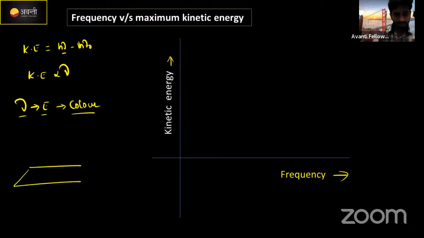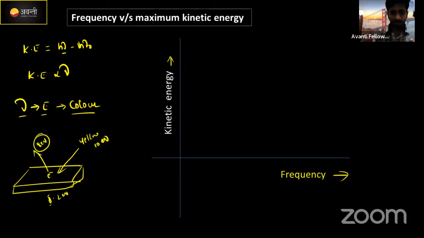Suppose this is the metal and the electron. You are providing yellow light with energy 10 electron volt. The work function was 2 electron volt. If it is ejected, 8 electron volt becomes the kinetic energy. Now if I take violet color, suppose its energy is 15 electron volt. The energy is more. The work function is the same, 2 electron volt, but what is the kinetic energy this time? Yes, now it will be 13 electron volt.